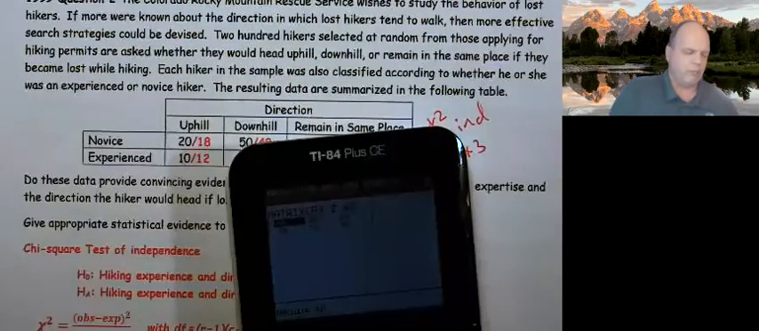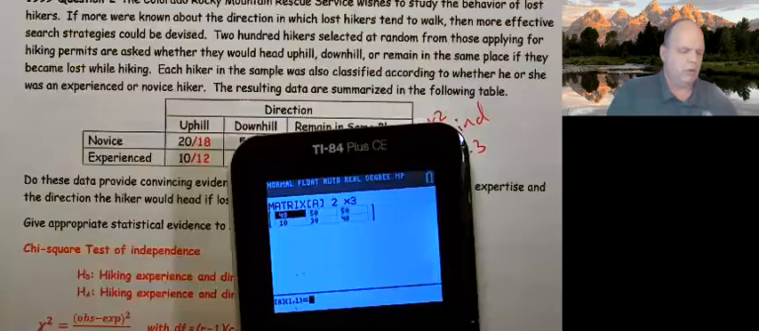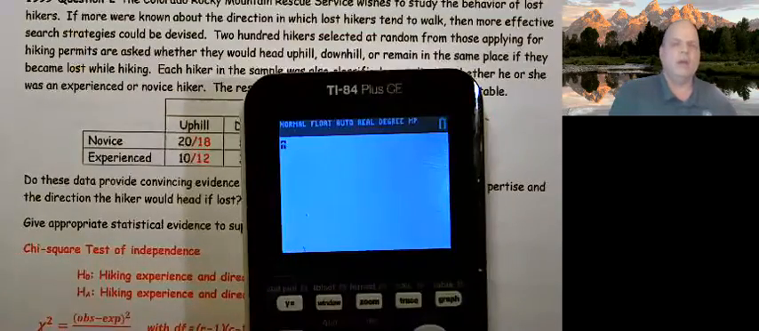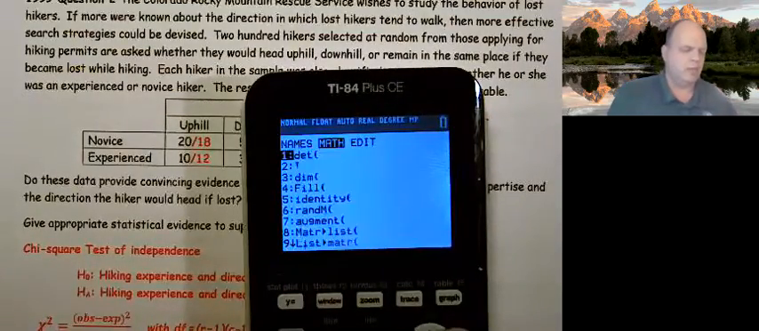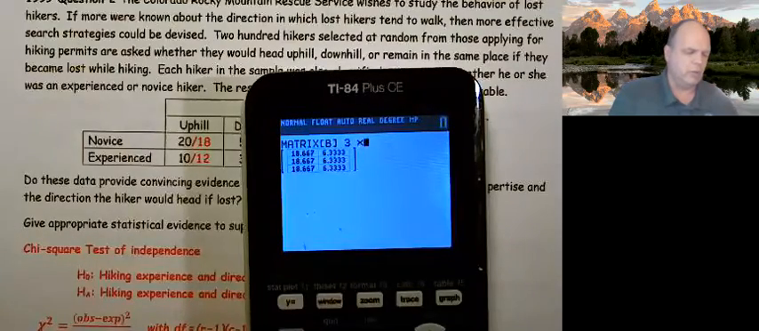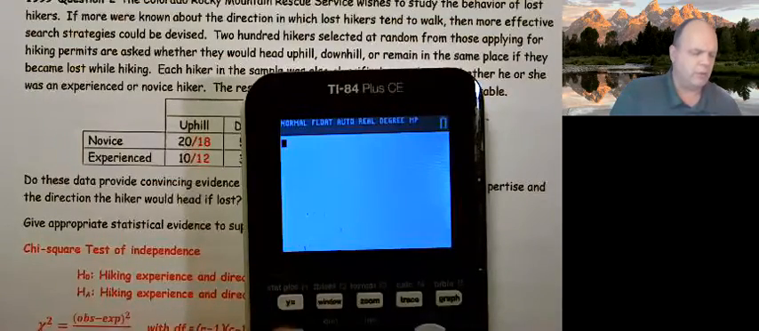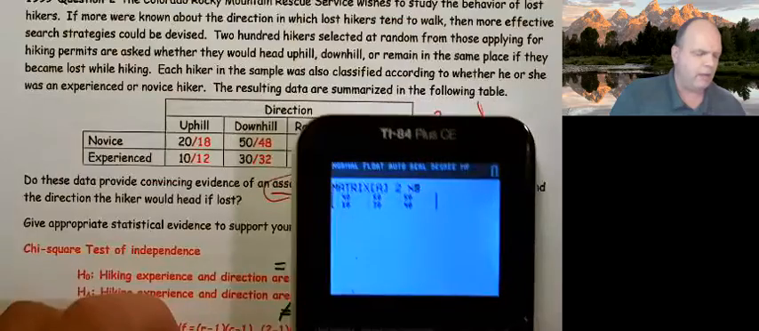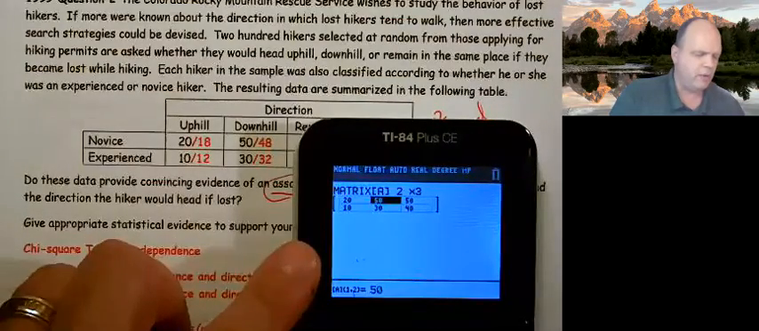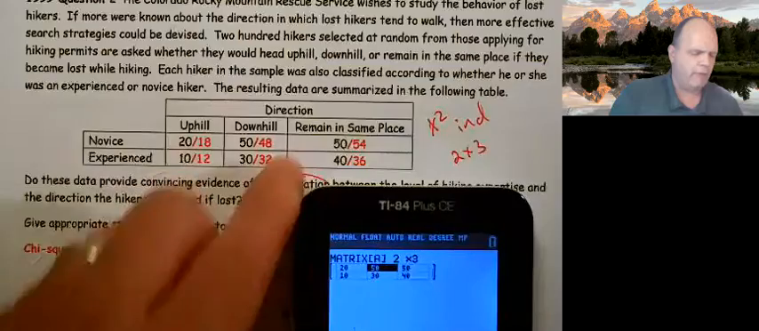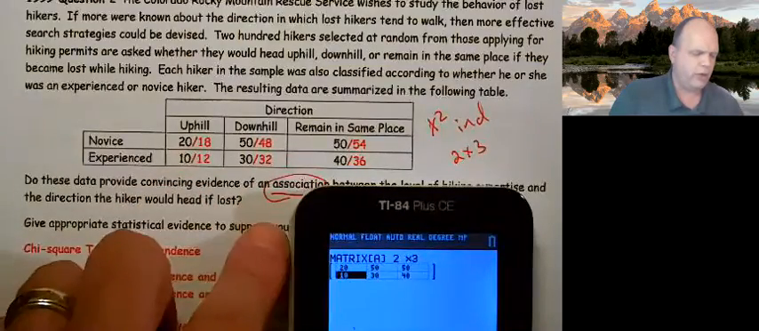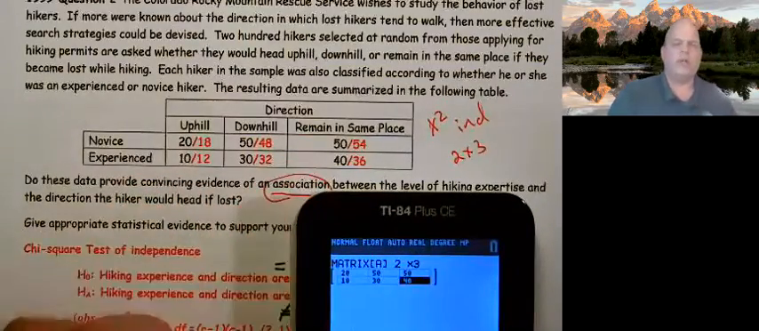So here's what I did. I went second, followed by matrix, pressed edit, and went 2, enter, 3, enter. I got a problem here. So second matrix, try again. There we go, 2, enter, 3, enter. And I should have had 20, 50, and 50, 10, 30, and then 40.